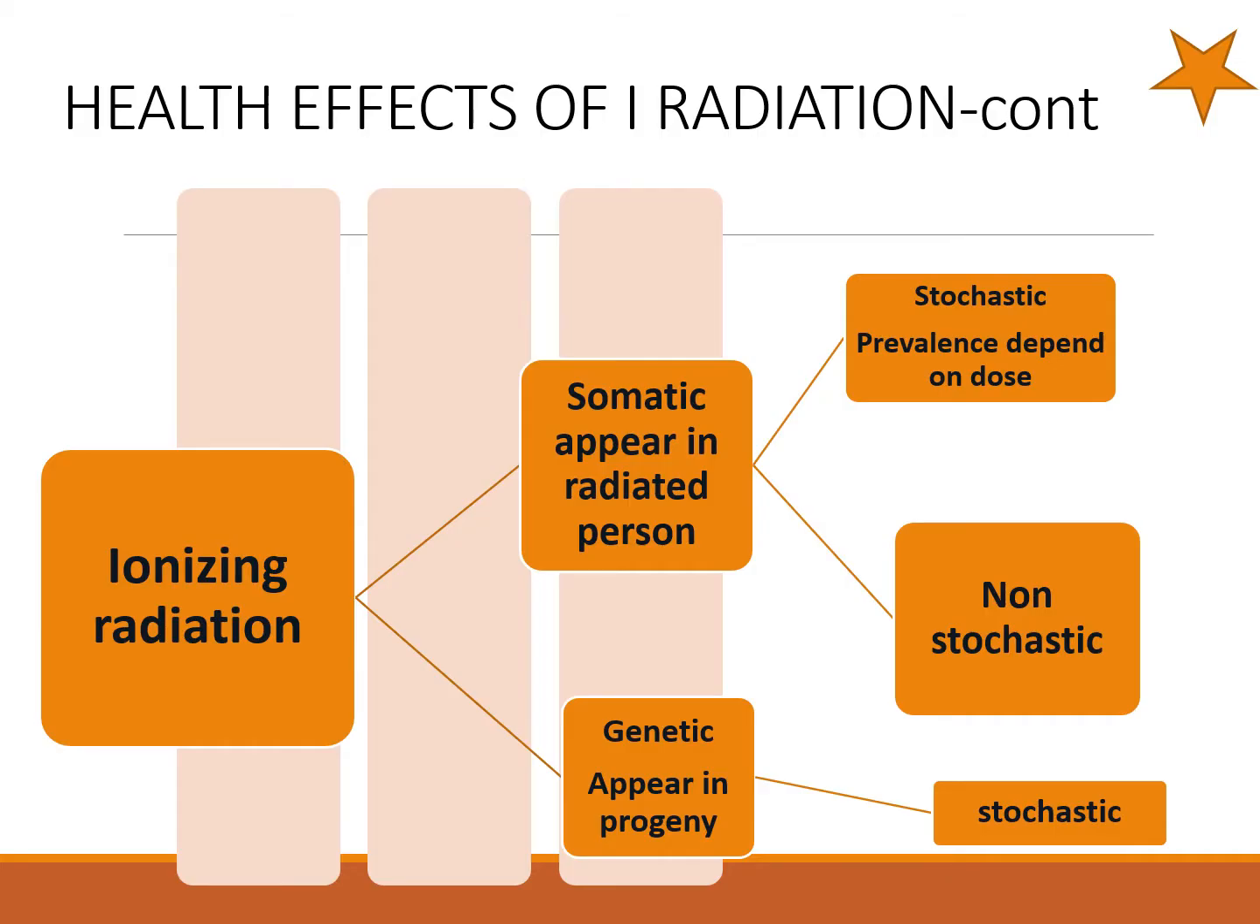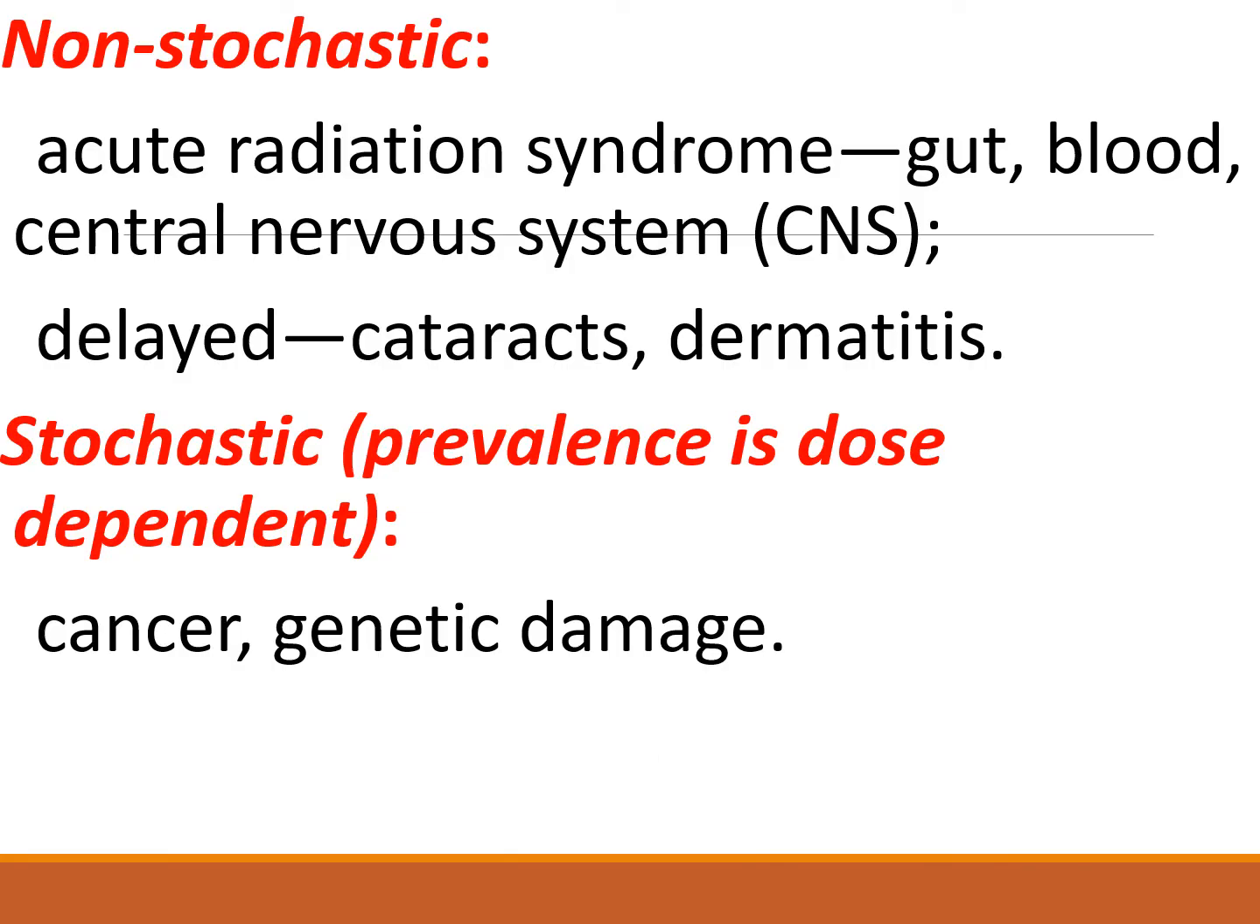Health effects of ionizing radiation continued. Ionizing radiation either affects genes, so effects appear in progeny; this effect is stochastic. Somatic effects appear in the irradiated person, either non-stochastic or stochastic. Stochastic means prevalence depends on dose. So the genetic effects depend on dose, and so do some of the somatic. Stochastic prevalence is dose dependent and leads to cancer and genetic damage. Non-stochastic: acute radiation syndrome affects gut, blood, and central nervous system. Delayed effects lead to cataracts and dermatitis.